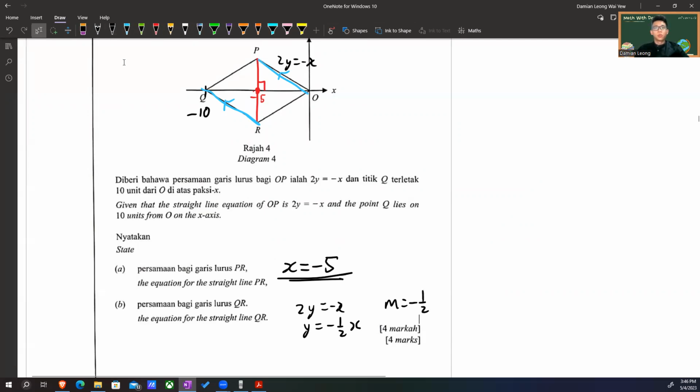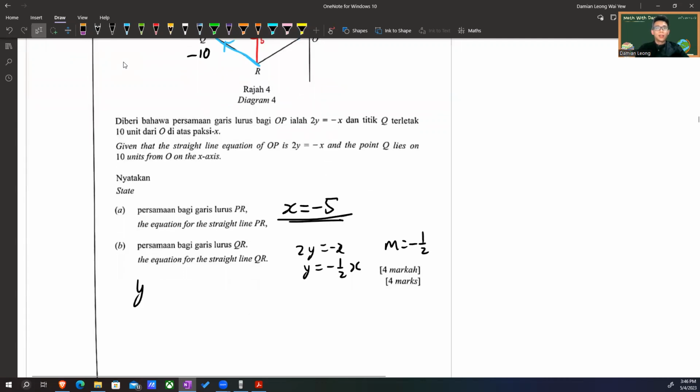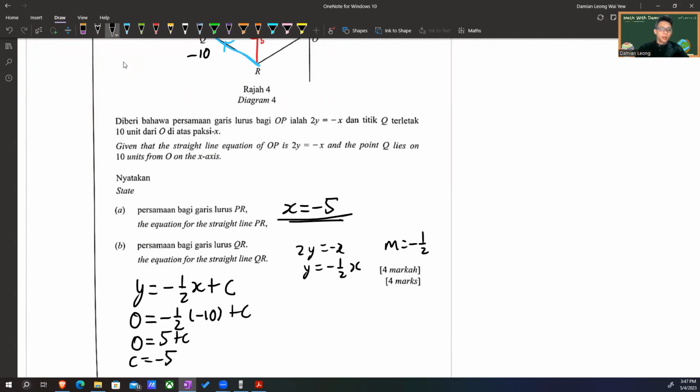And I know point Q. So y equals mx plus c. I just need to find the c. By subbing in the point Q, y will be 0 and x will be negative 10, plus c. So this is 5 plus c. C is negative 5. So means y equals negative half x minus 5. Yeah, that's how we find the equation of QR. That's question 5.